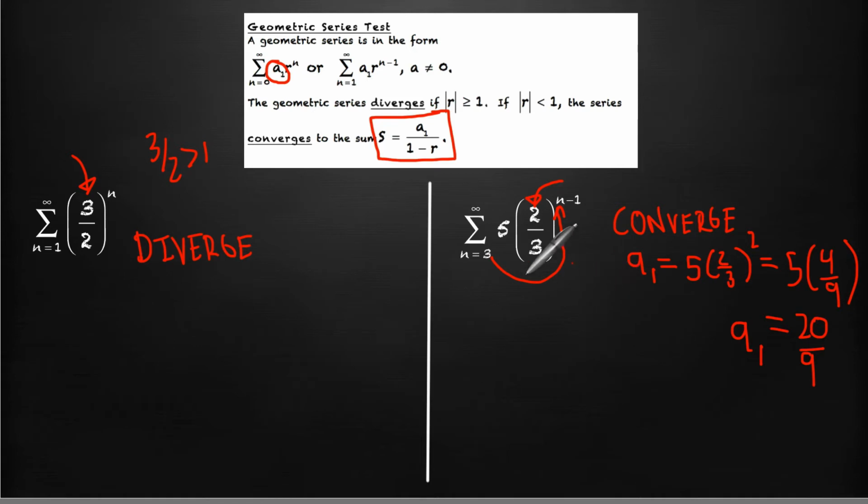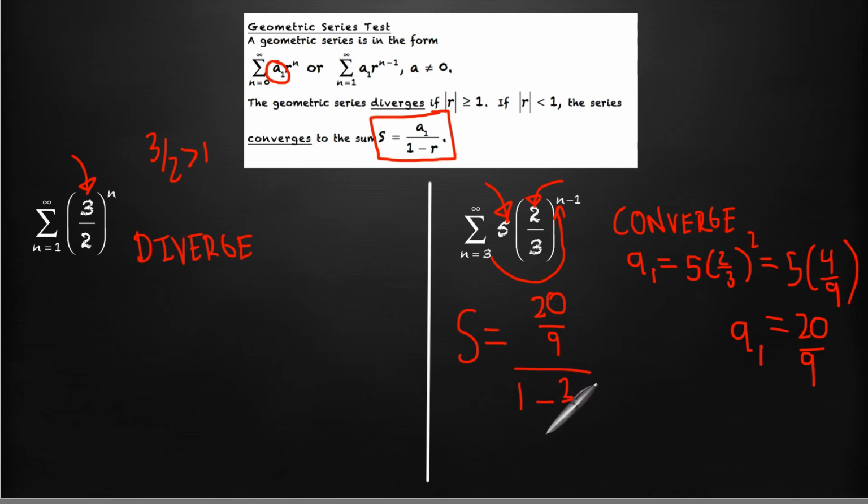And so we can see there's an example where it's very misleading, because 5, which is the number in front of the parentheses, is not our a1. You've got to plug in the first term number to get a1. So we know it's going to converge, so let's see what it converges to. So the sum is equal to a1, which is the first term, 20 over 9, divided by 1 minus r.